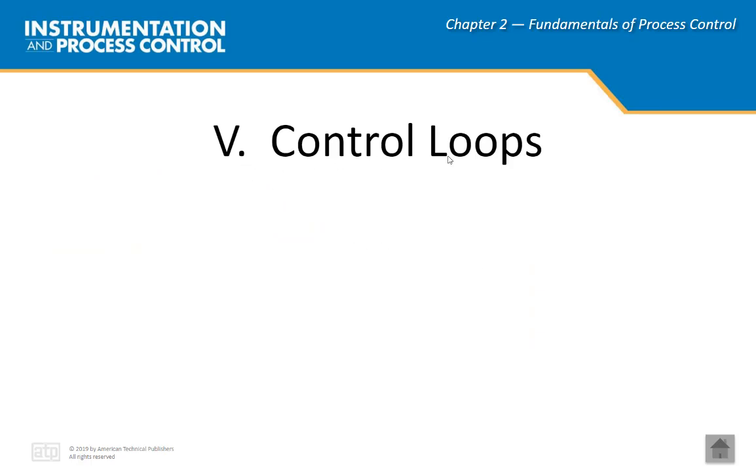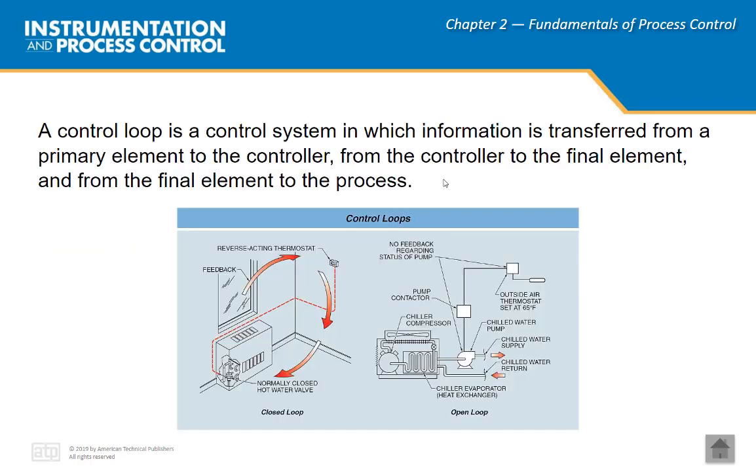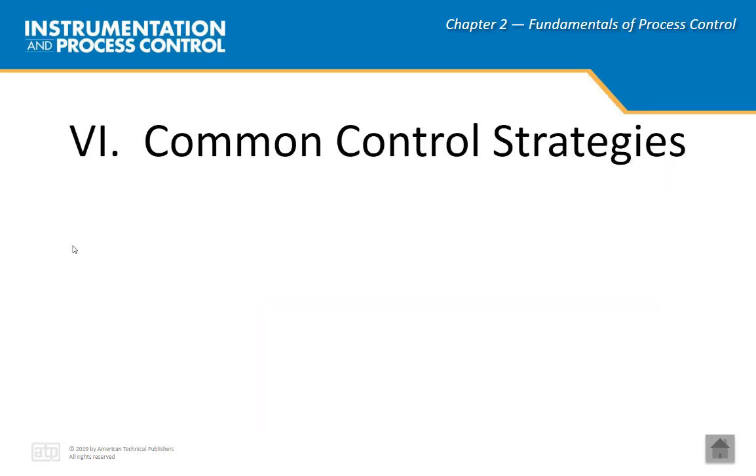Alright, next we're going to talk about control loops. And here they talk about a control loop as a control system in which information is transferred from the primary element to the controller. And, you know, our controller in our AC example, again, is our thermostat that's on the wall. And that's how we control the system. And of course you have your final element and all of the pieces of your control system.